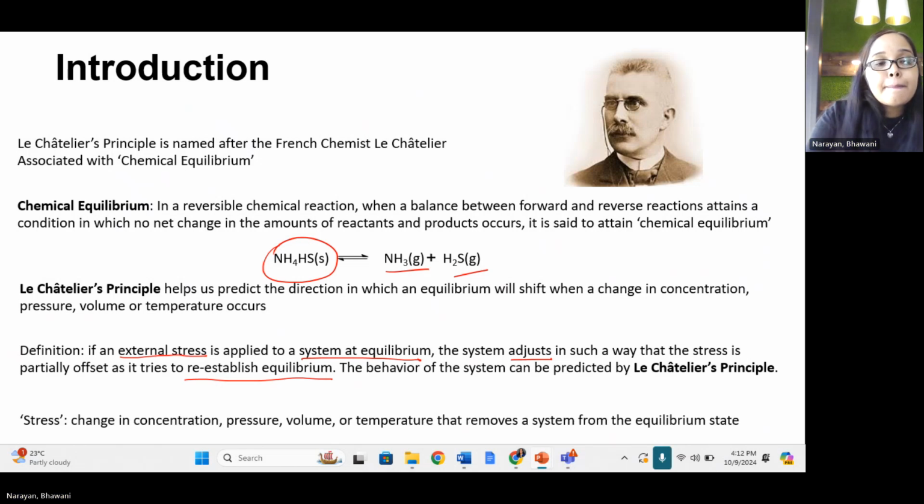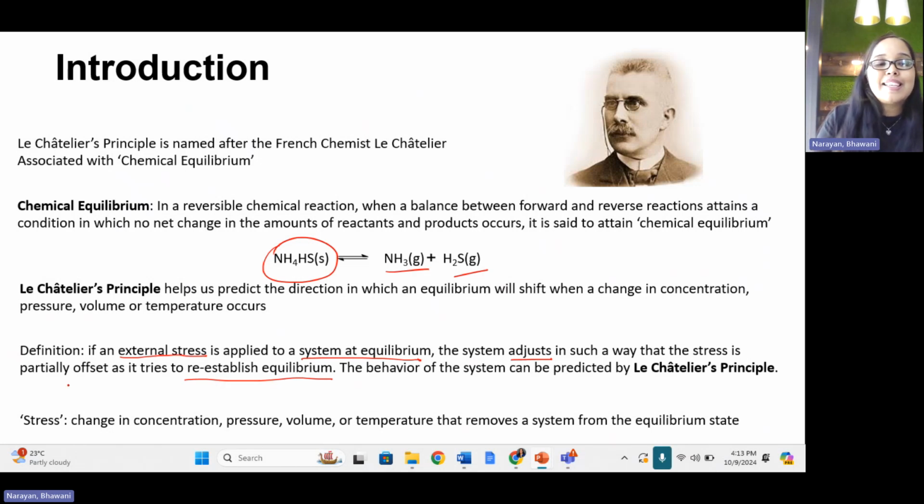Now, what do you mean by stress? It's not the stress that we use in day-to-day life. Even there, as humans, when we face stress, we also try to re-establish our equilibrium through meditation, pursuing our hobby, or talking to a friend, like pouring down the everyday thing. So everybody tries to establish their equilibrium in the universe. Reactants are no different.